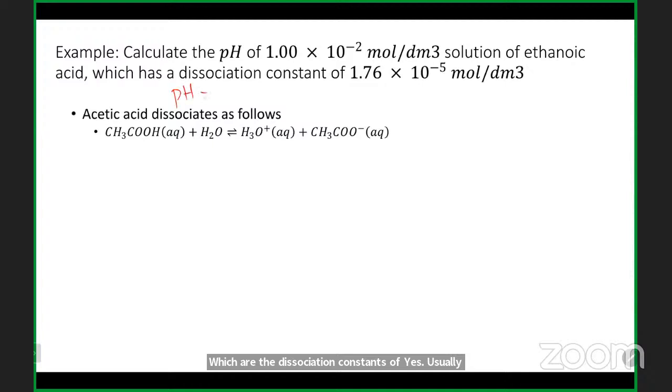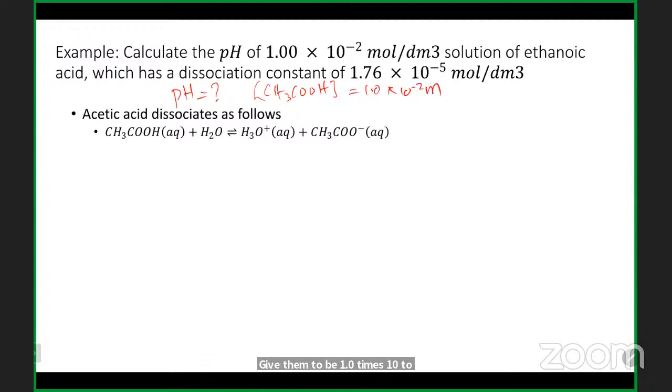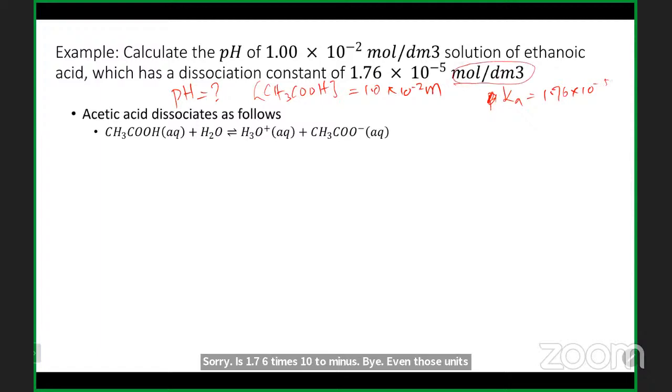You have pH. We have to calculate pH. You have the concentration of the acid, given to be 1.0 times 10 to minus 2 mole per dm cubed. And the Ka, sorry, Ka is 1.76 times 10 to minus 5. Even though its unit is given here, the unit is not necessary.